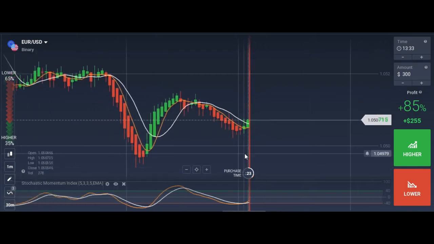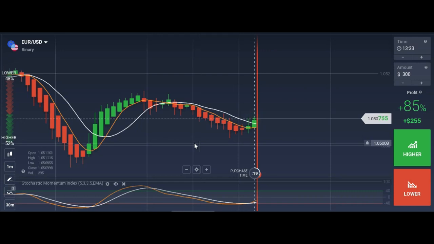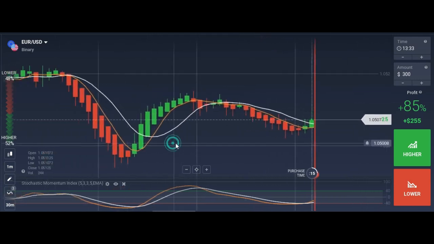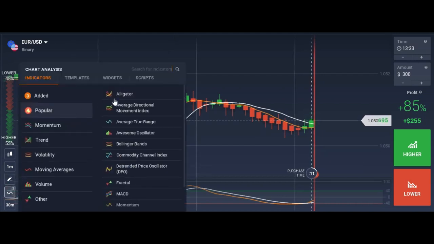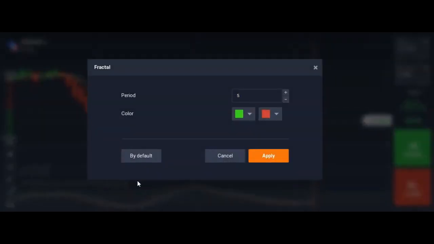I don't want to fill the chart with indicators, but with this strategy I was also using the fractal indicator, which warns us when there may be a possible change in trend. So I'm going to add it, and we are going to leave the parameters that come by default, so we don't get complicated.